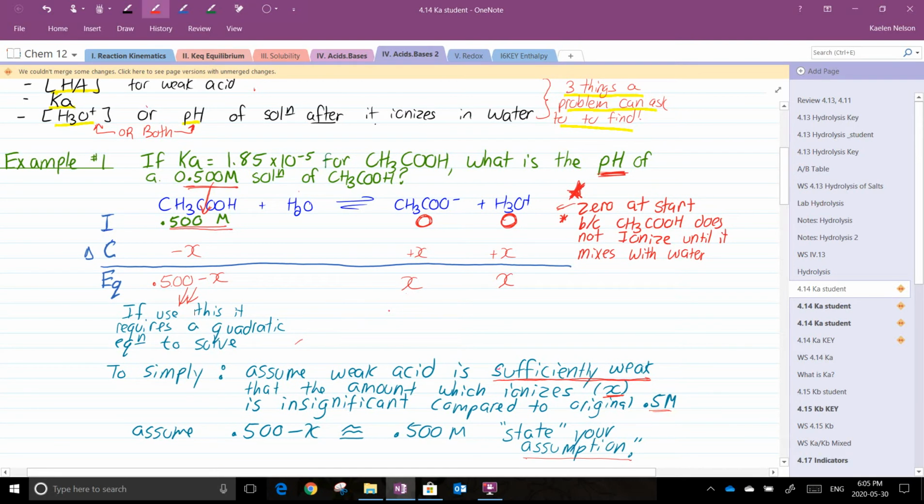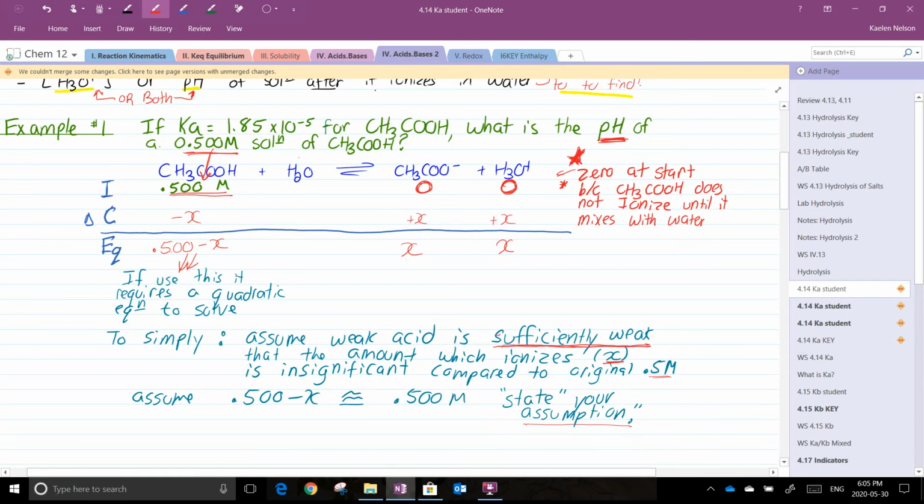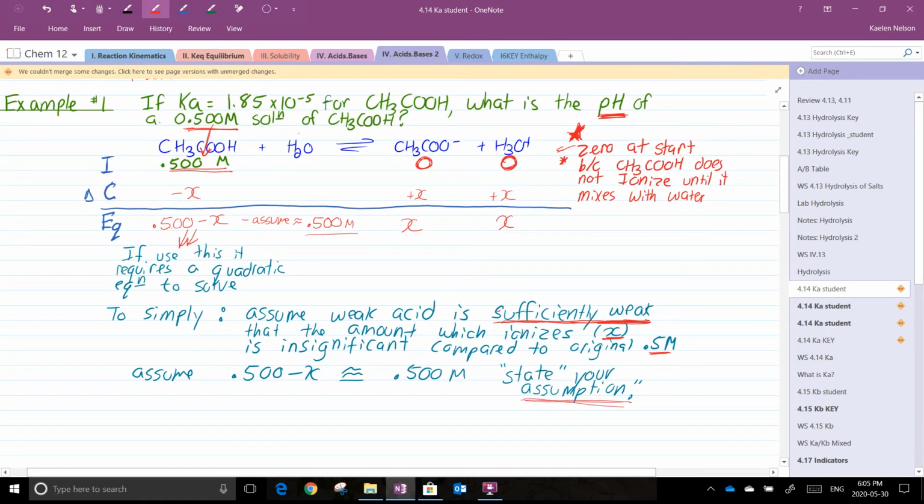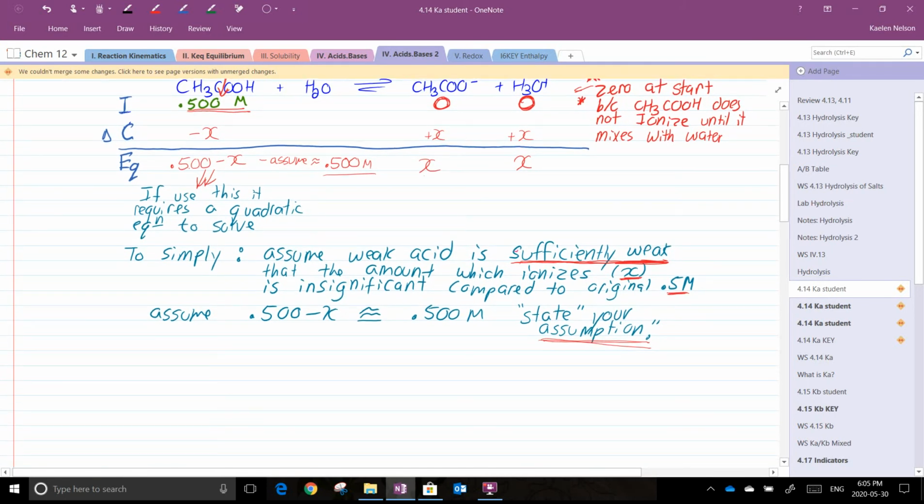So to simplify, and we did this with the Ksp as well, we assume the acid is sufficiently weak. It's so weak, the amount of x that ionizes is tiny, meaning that it will not change the number. So we say this is assumed to be approximately equal to 0.500 molar. This is called state your assumption. If you ever see that, your assumption is that x was so small that you did not have to include it in your calculation, because when you rounded for sig figs, it wouldn't show up anyway.